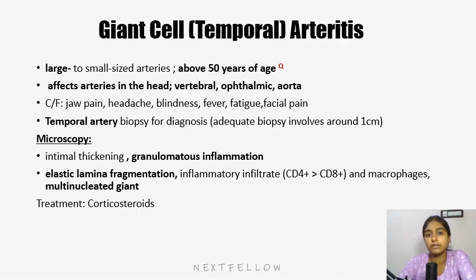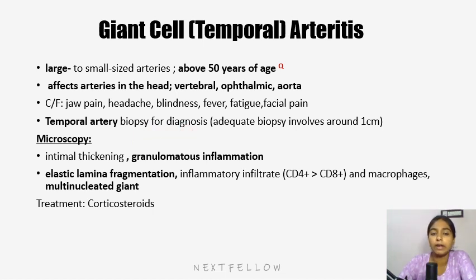Then coming to giant cell arteritis. Giant cell arteritis usually affects the large arteries and is seen in the age group above 50 years. The vessels commonly affected are arteries in the head, like temporal, vertebral, ophthalmic as well as aorta. The patient may come with jaw pain, headache, blindness, fever, fatigue as well as facial pain, and the temporal artery is usually taken as a biopsy for diagnosis. For an adequate biopsy we need at least 1 centimeter length.